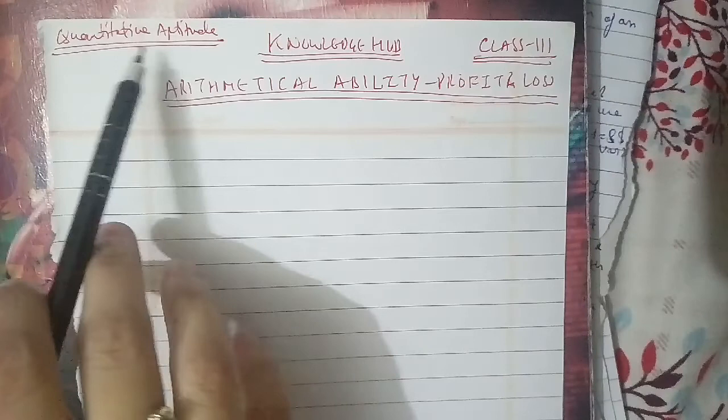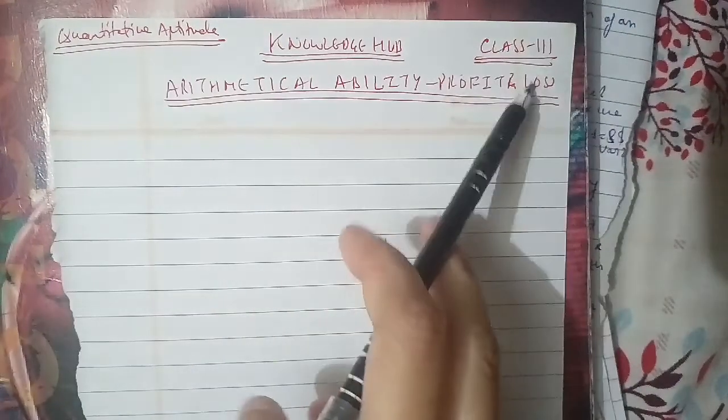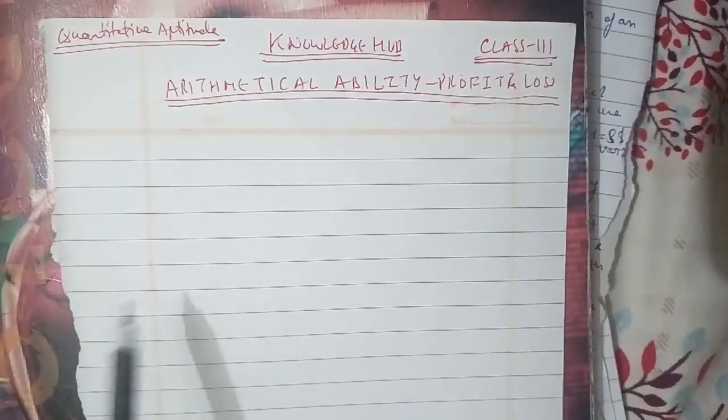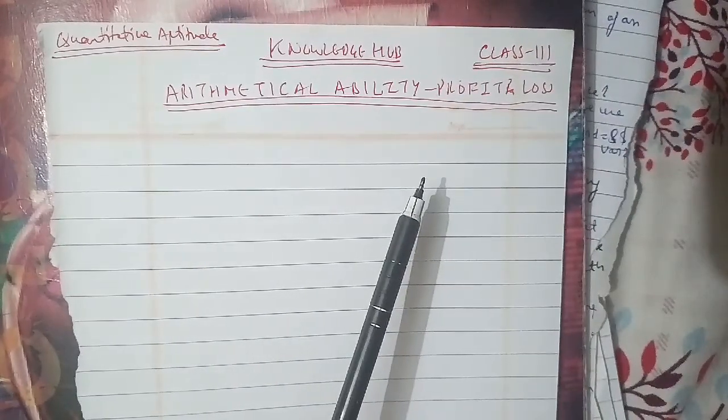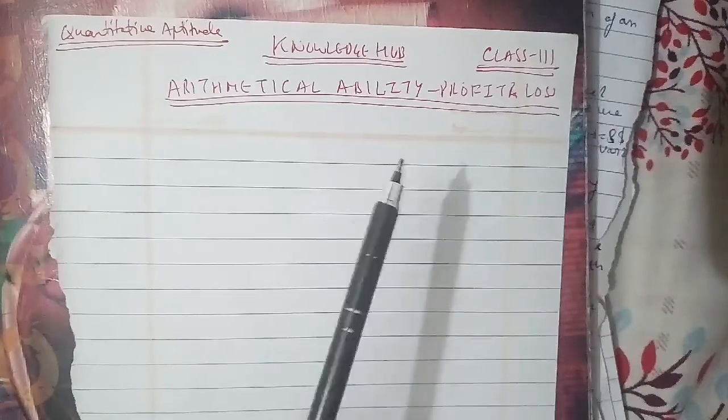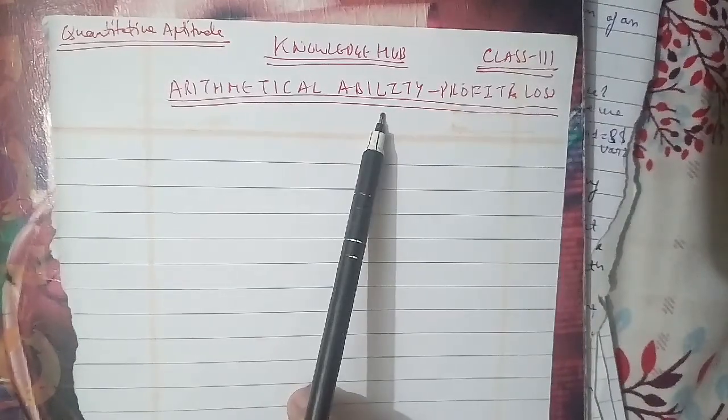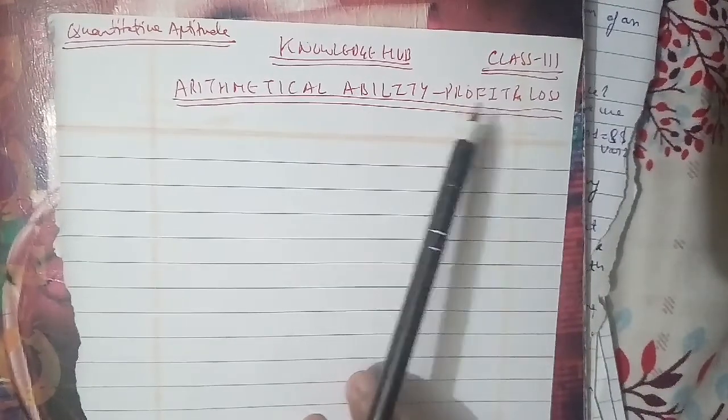Today we're going to start with your quantitative aptitude class. This is the 111th class of the session. In the last class, the 110th, we had started with arithmetical ability, and in that we had started with profit and loss.